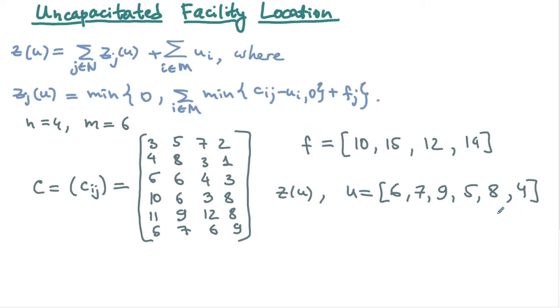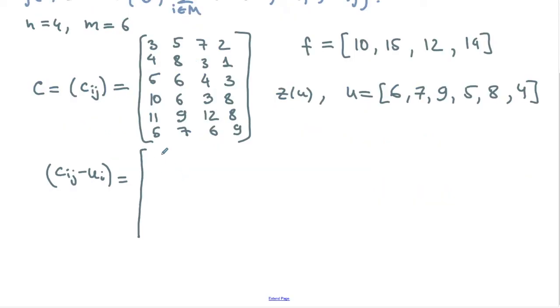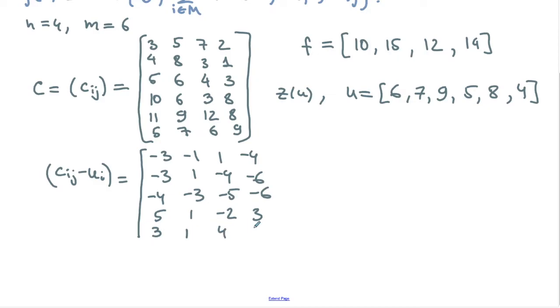Alright, so we start by computing cij's minus ui's. So we subtract 6 from the first row of our matrix, and we'll obtain minus 3, minus 1, 1, minus 4. We subtract 7 from the second row, we'll have minus 3, 1, minus 4, minus 6. We subtract 9 from the third row, minus 4, minus 3, minus 5, minus 6. 5 from the fourth row will give us 5, 1, negative 2, and 3. And then we subtract 8 from the fifth row, 3, 1, 4, 0. And finally 4 from the last row, 1, 3, 2, and 5.